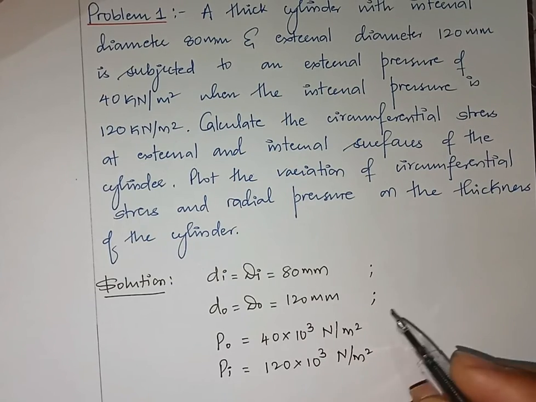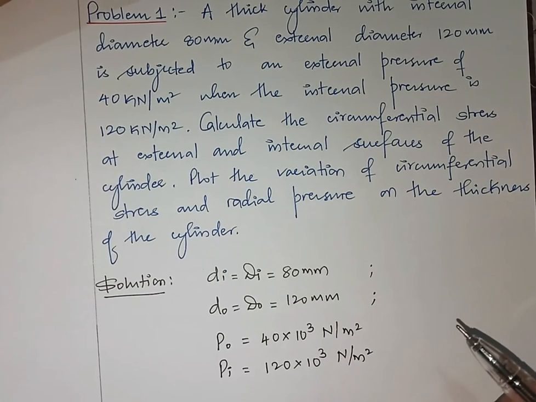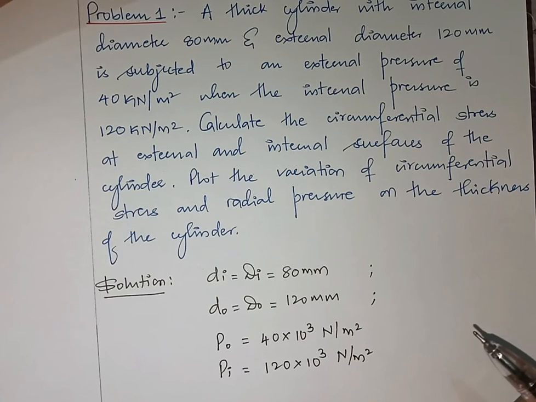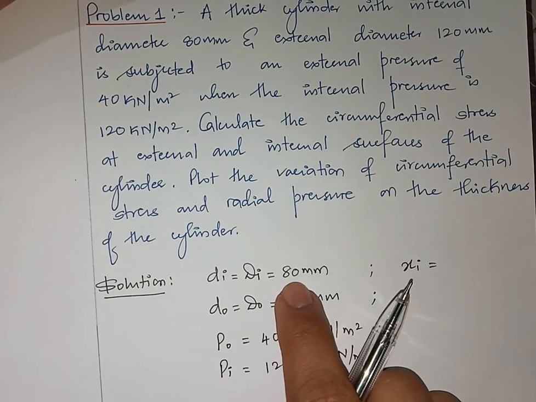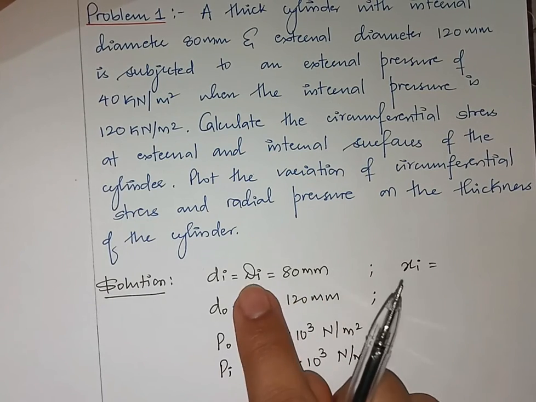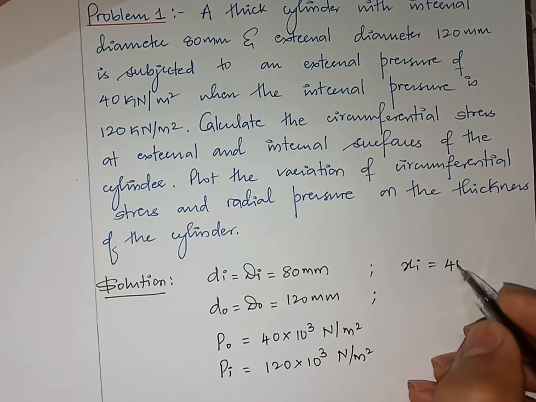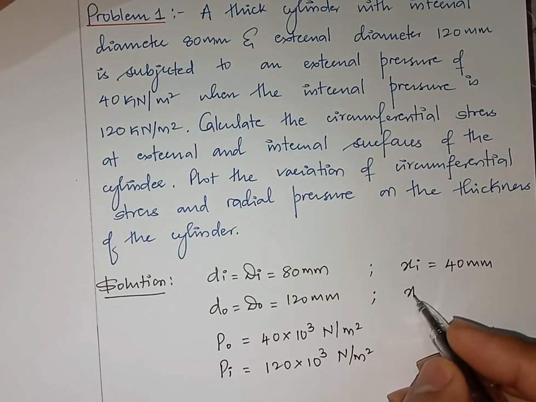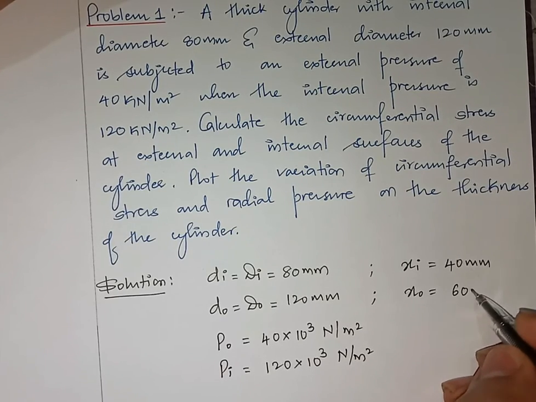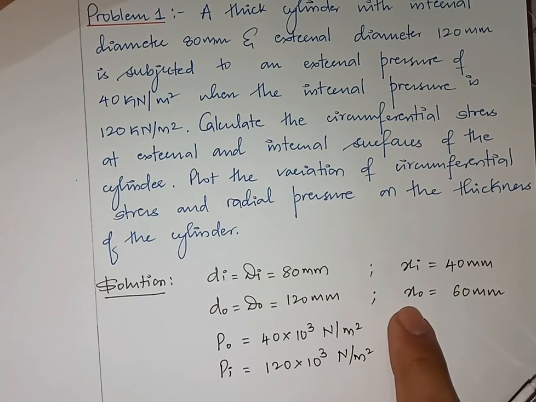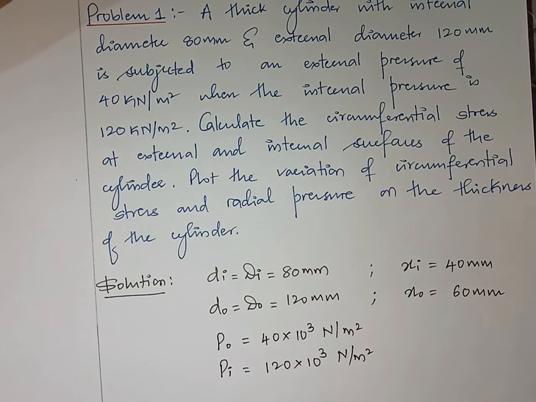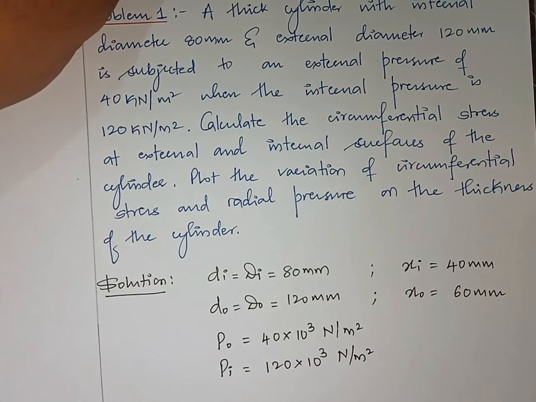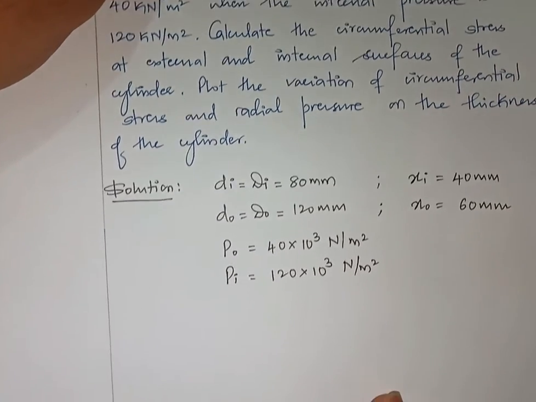Now if you follow Lamè's theorem, there I have used the terms xi and x naught, which are nothing but the radius. So xi will be half of the internal diameter, because x is the radius. When the diameter is 80 mm, xi will be 40 mm and x naught will be 60 mm, because these two are the radii and the others are diameters. Radius is half of the diameter. Right? So these are the basic things which we require before we start with the problem. Now I'll be starting with the problem. I'll be using the Lamè's equation.